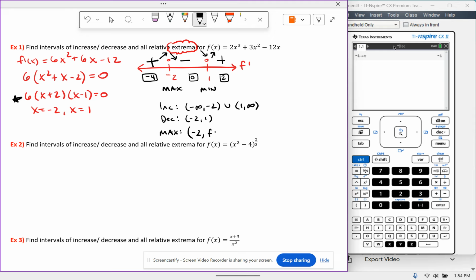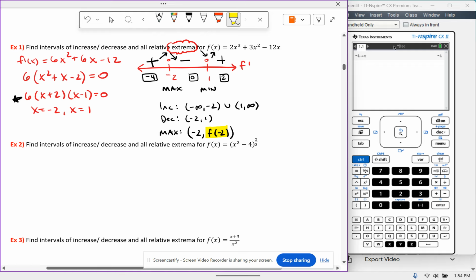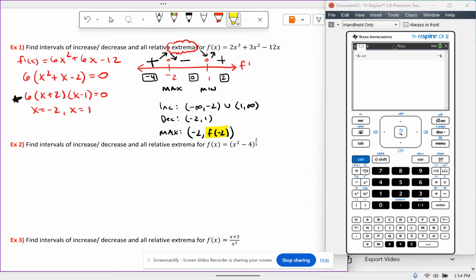You have to plug that -2 back into the original, because the maximum is a point on the original graph, right? So you've been testing it in the first derivative. Don't forget now, if you're just getting the maximum value, you have to plug it back into the original, okay? So let's type that guy in and see what we get.